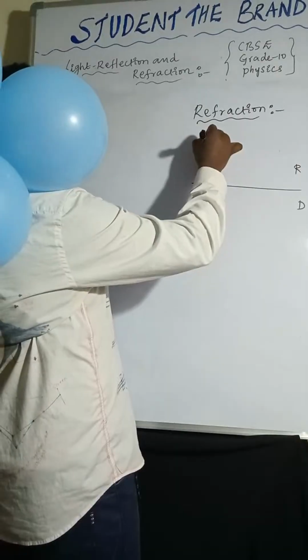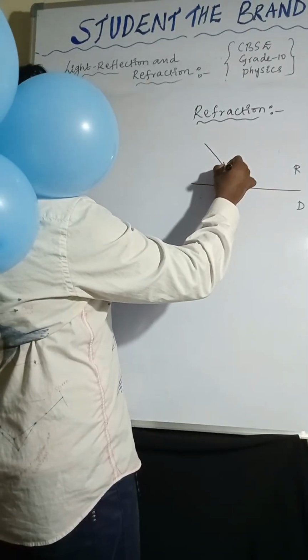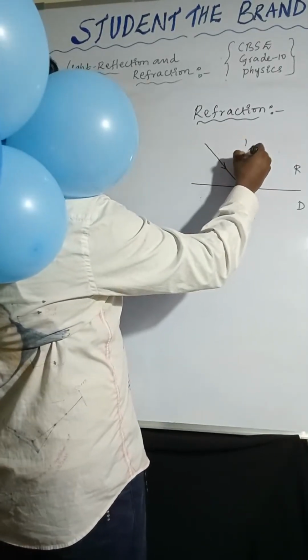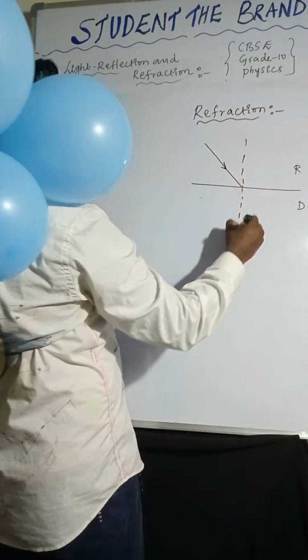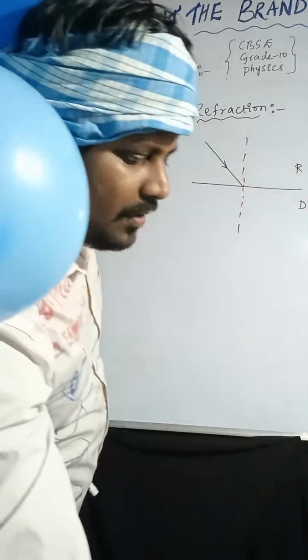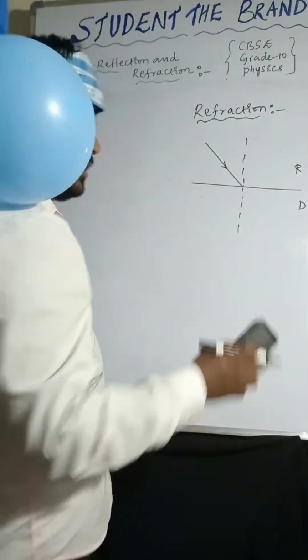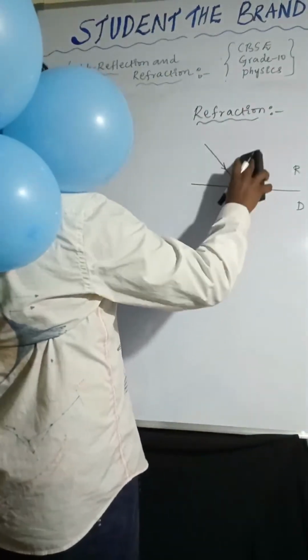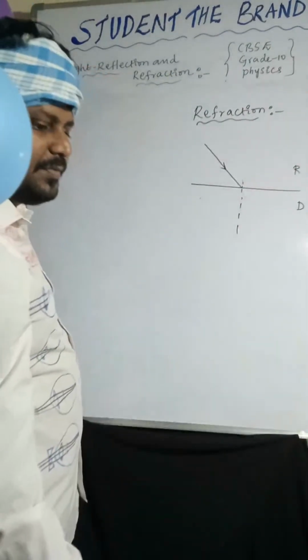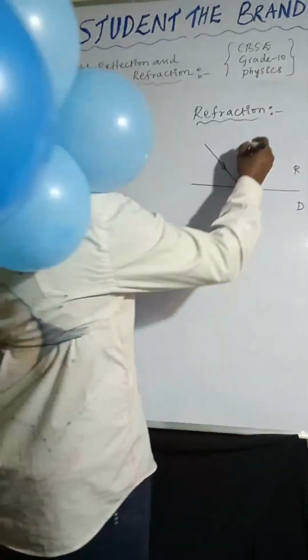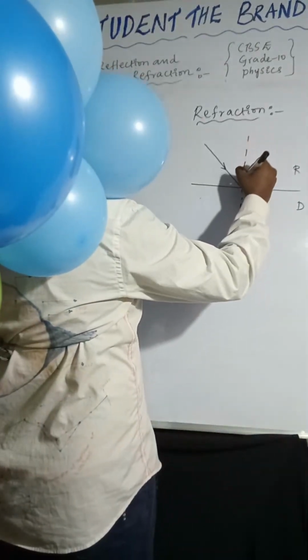I'm taking it like this. The light ray passing from rarer to denser bends at the interface of the two media.